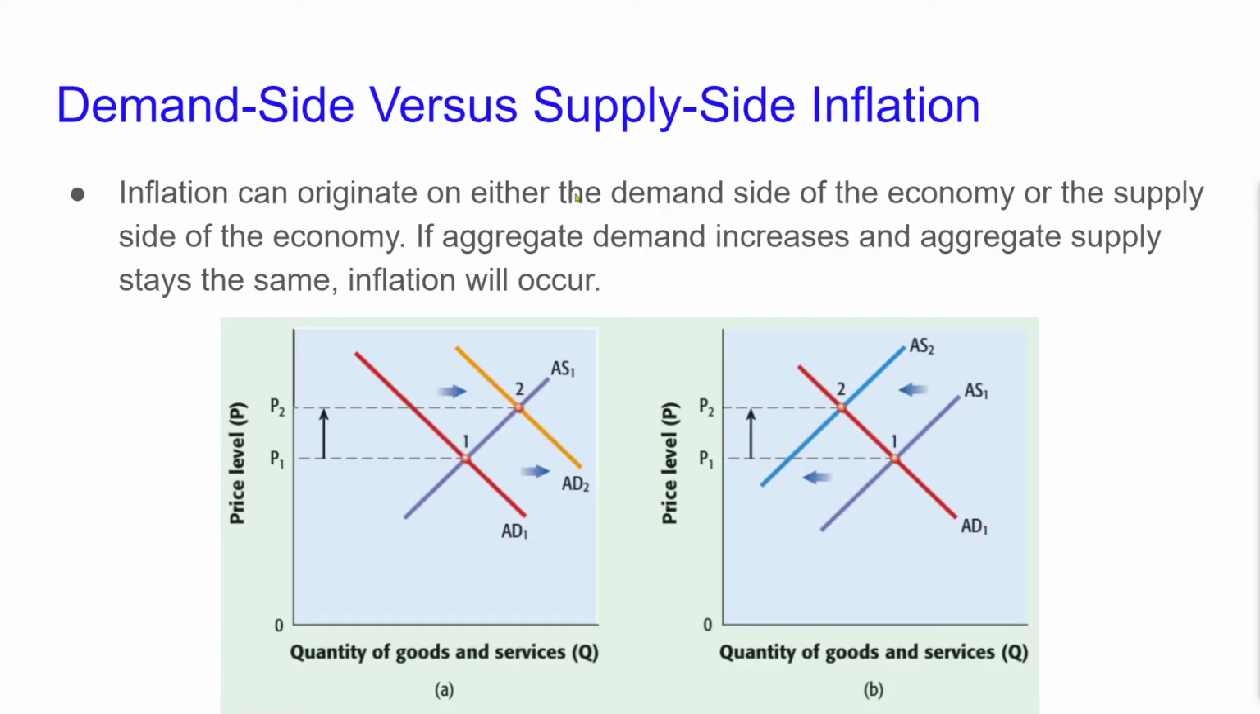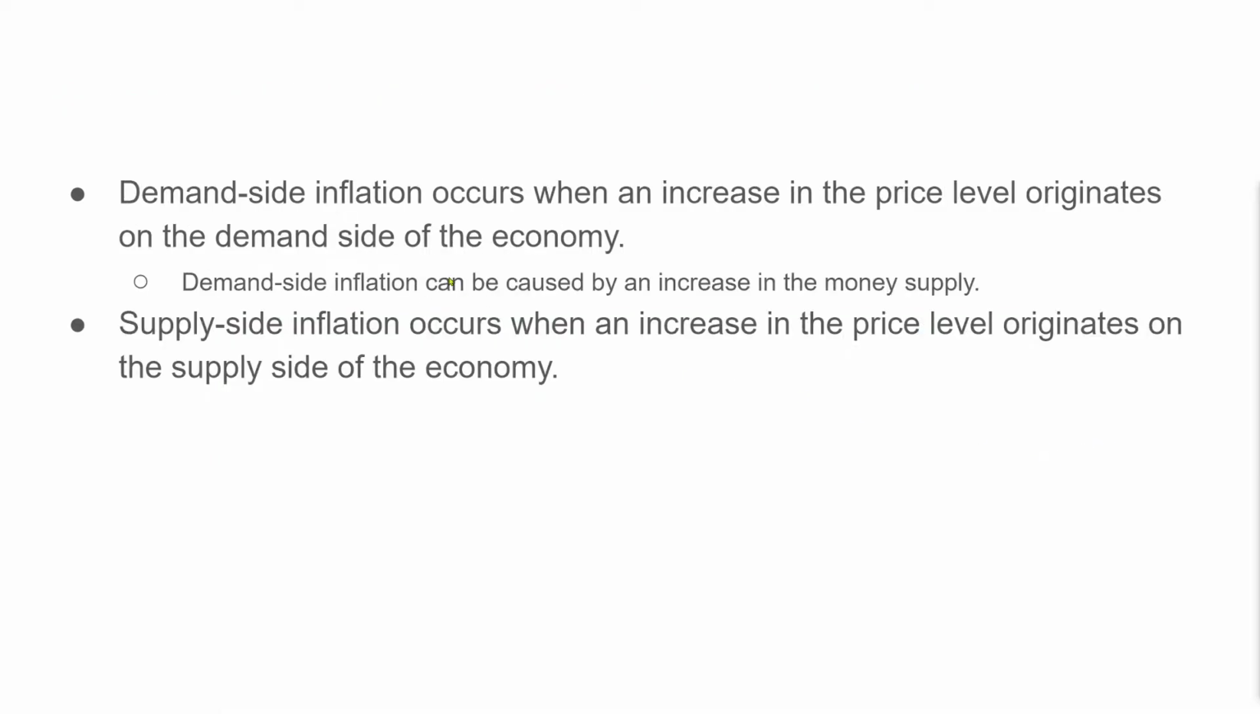Demand side versus supply side inflation, not complex to understand at all. One is based on the demand side, and one is based on the supply side. In this case it's demand side, that's what causes the shift for the demand. Supply stays the same. And you guys should remember how to do the graphing because you were fine on that in chapters 4, 5, and 6. So demand side inflation occurs when there's an increase in the price level that originates on the demand side of the economy.